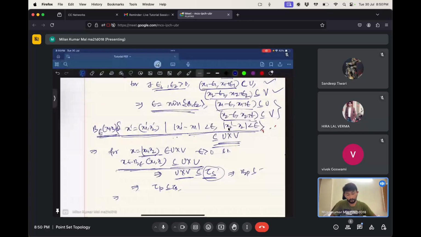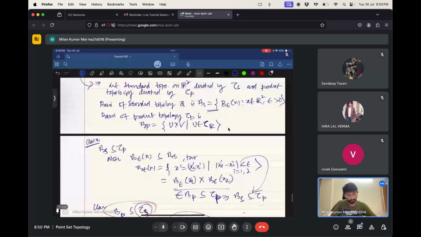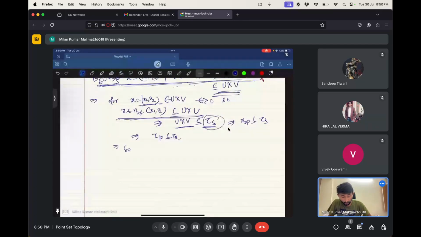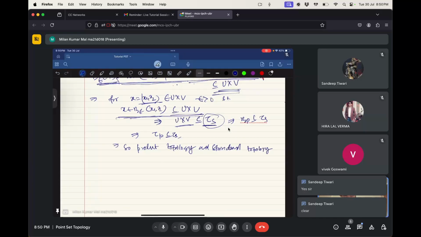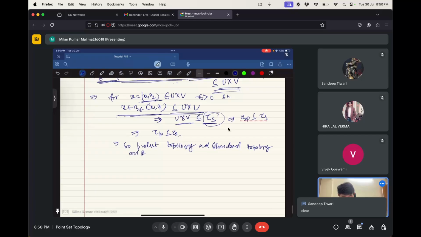Then using the above corollary, I can say that the product topology and the standard topology on R2 are the same. Is it clear? If there is any doubt, because these are all very basic things. If you don't understand here, there will be a lot of problems further on.